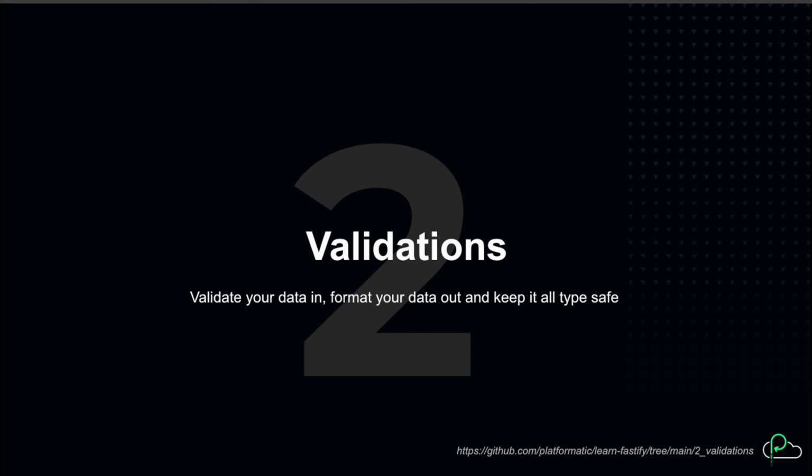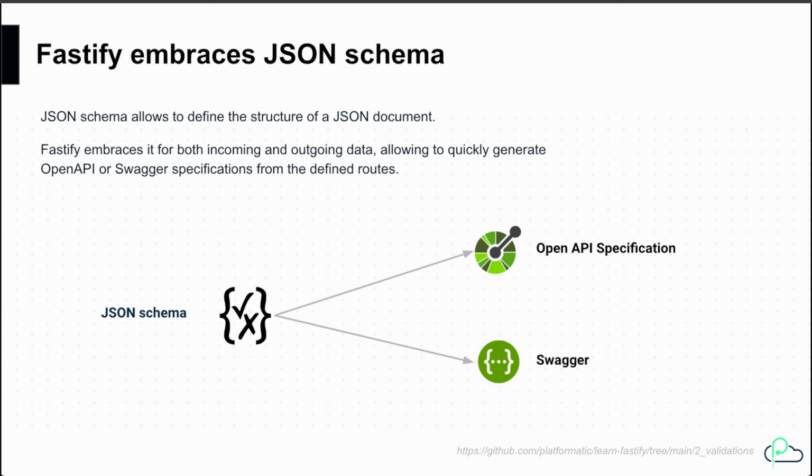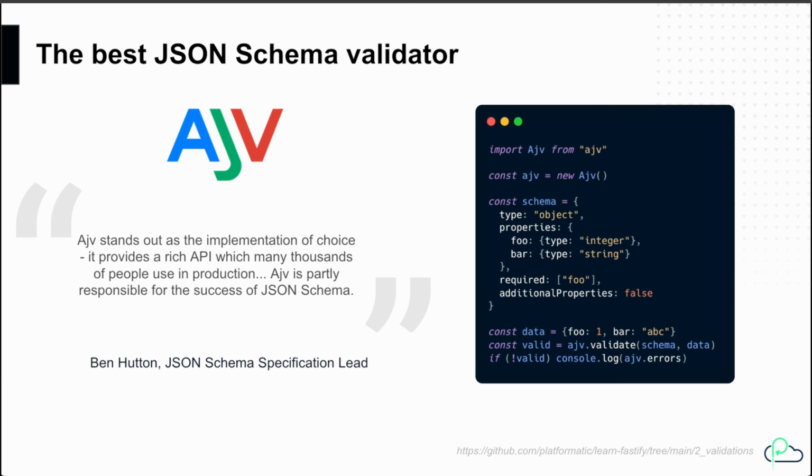Cool. It's time for validations, okay? Fastify embraces JSON schema. That's what we do, okay? And AJV is the best JSON schema validator. So JSON schema is a standard, it's an RFC. It's not a library, and AJV validates your JSON schema. How do you write it? In this way.